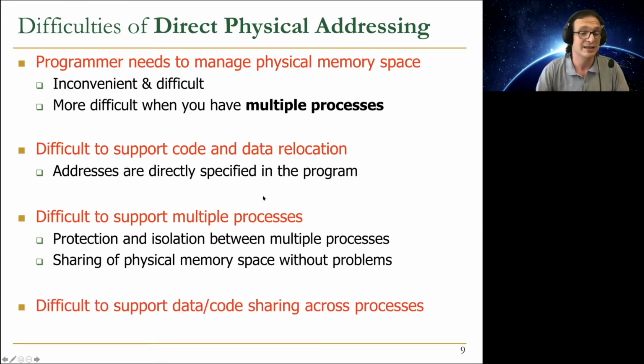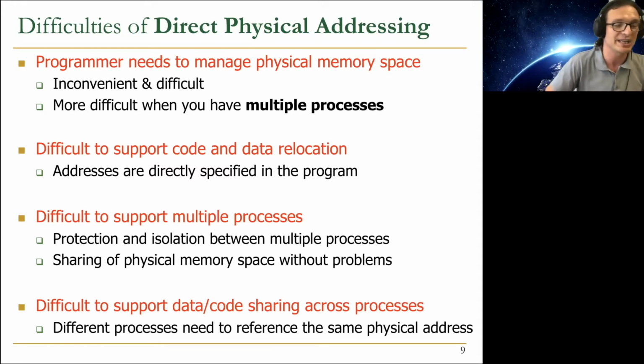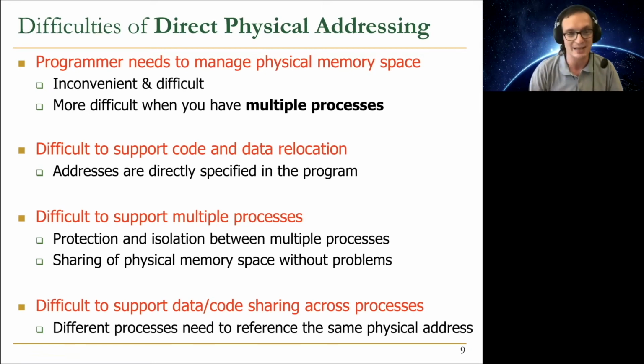And then I think this is actually similar to this last point. It's difficult to support data and code sharing across processes if you have direct physical addresses. Different processes need to reference the same physical address in some way, and it's not easy to do because they have to somehow coordinate different physical addresses. And how do you do that, right? How does programmer A know to use the same physical address as programmer B? You need to have a central database, and that becomes very, very cumbersome to maintain. Okay, so there are a lot of difficulties, basically.